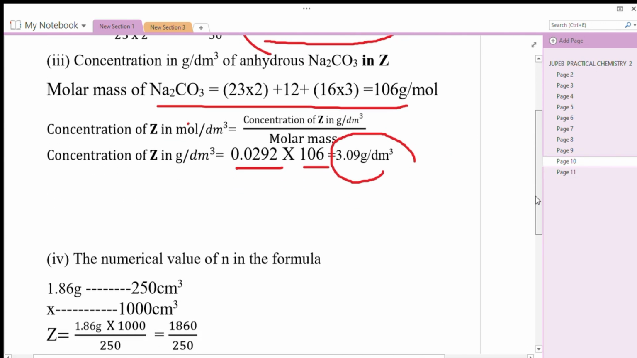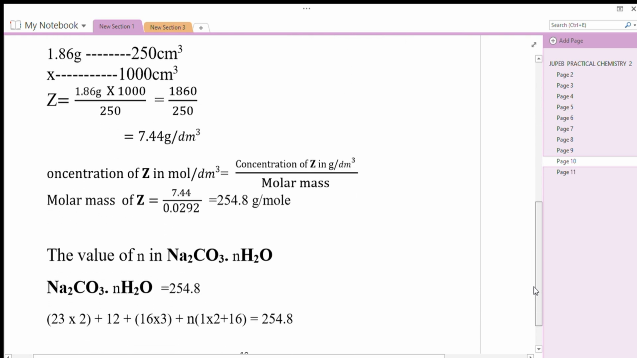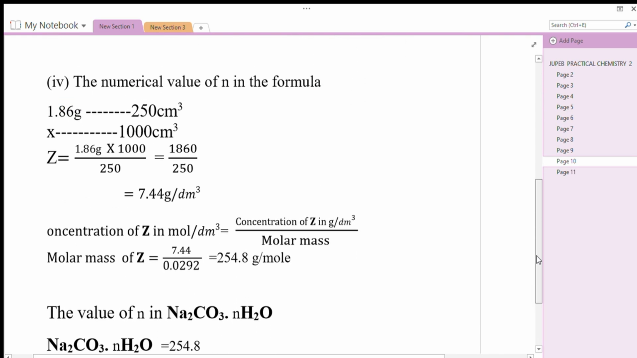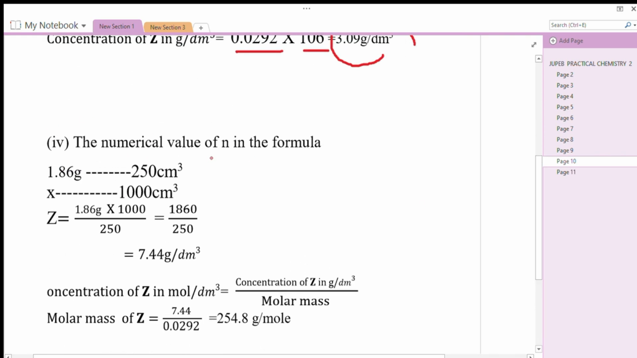So the last one is to get our numeric. What is the value of our numeric? That's the last thing we need to get. Let's quickly check the numeric in the formula. Remember, our formula is Na2CO3.nH2O. This n is our numeric. That's the number we are looking for.